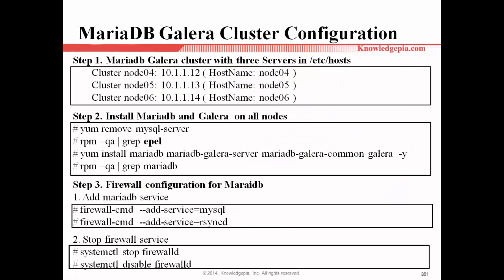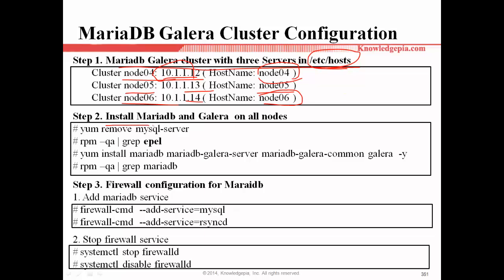Okay, MariaDB Galera cluster configuration. Step 1, as I already told you, MariaDB Galera cluster with the 3 servers, where before we start this configuration, you have to check /etc/hosts. Here, I will use this information: node 4, node 5, and node 6. And these have these IP addresses, 10.1.1.12, 13, and 14. And these cluster nodes have their own host names, in my case node04, node05, node06.